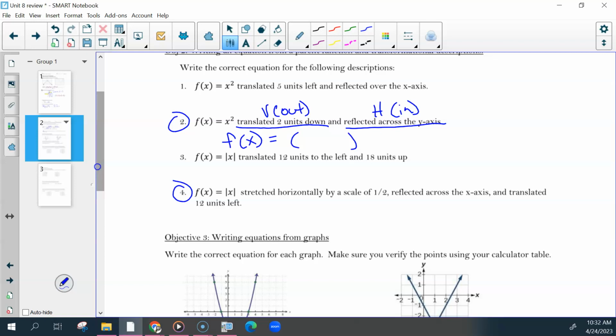Then we have a horizontal reflection. How would we show that we have a horizontal reflection? What would we put? So negative before the x. This is an x squared or a quadratic, so you need the square on the outside of the parentheses. And then how would we write 2 units down? Would that be down? Minus 2. Don't add in extra things. If it doesn't say it, don't put it. Questions on that one before we do 4?